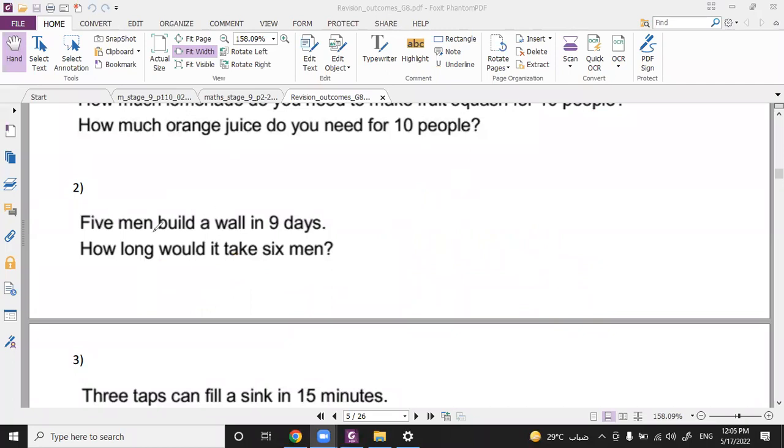Shahd, 5 men build the wall in 9 days. How long would it take 6 men? We put it in ratio first: 5 men in 9 days, so what about 6 men? We will do 5 times 9 divided by 6. You know, this kind of proportion is inverse proportion.